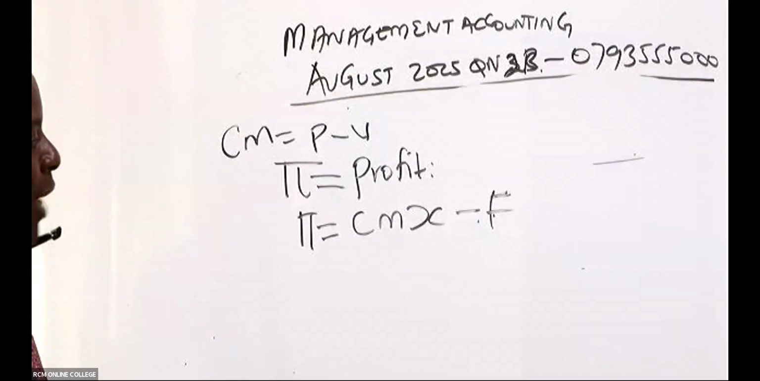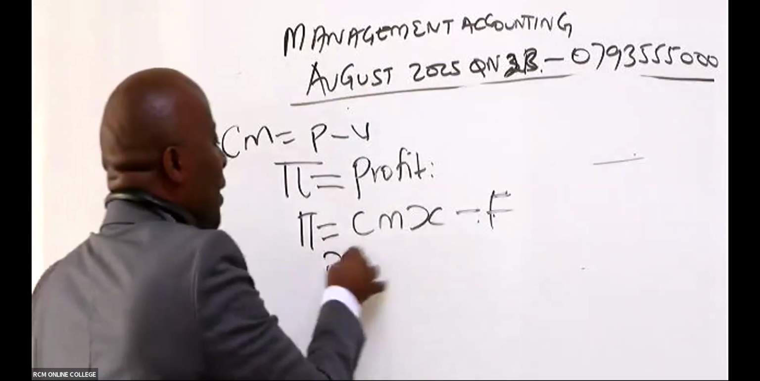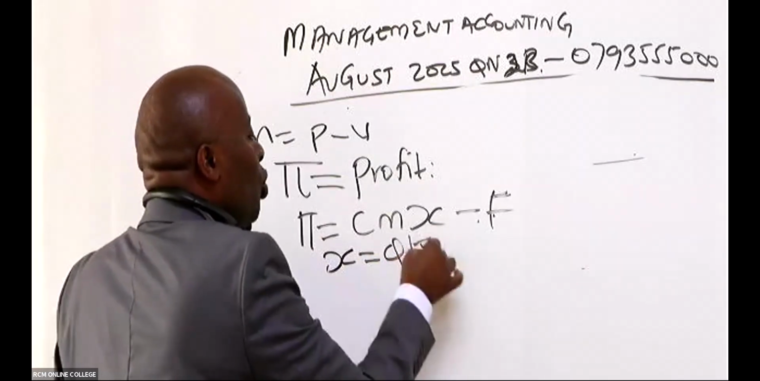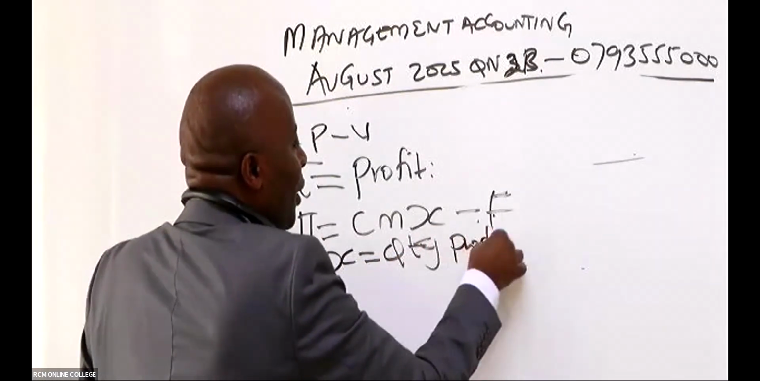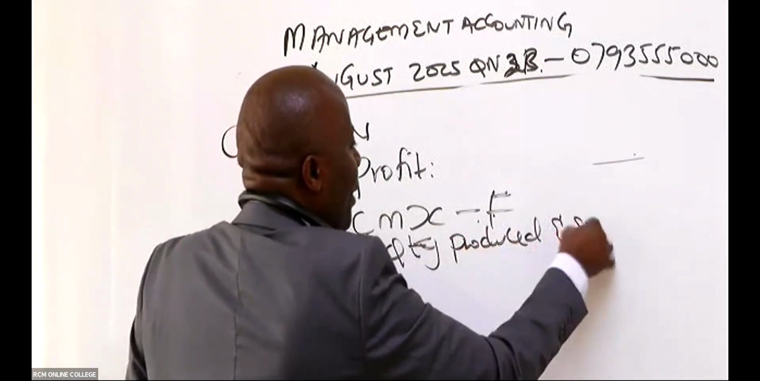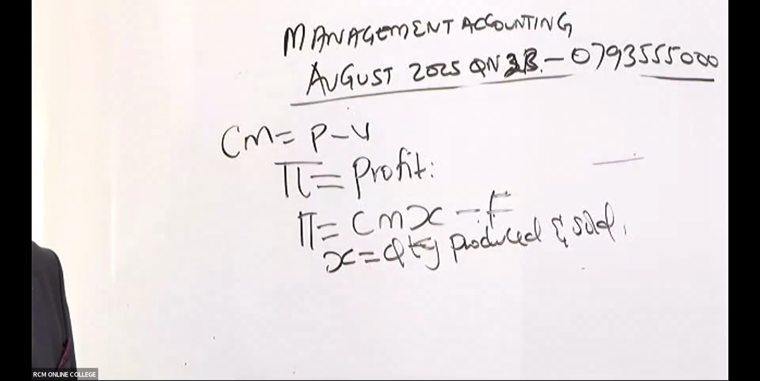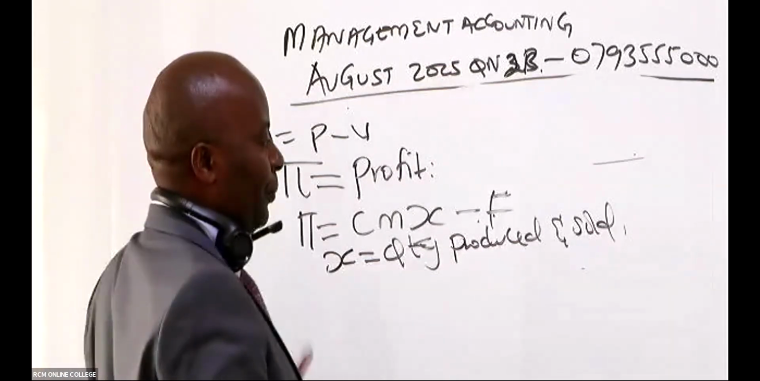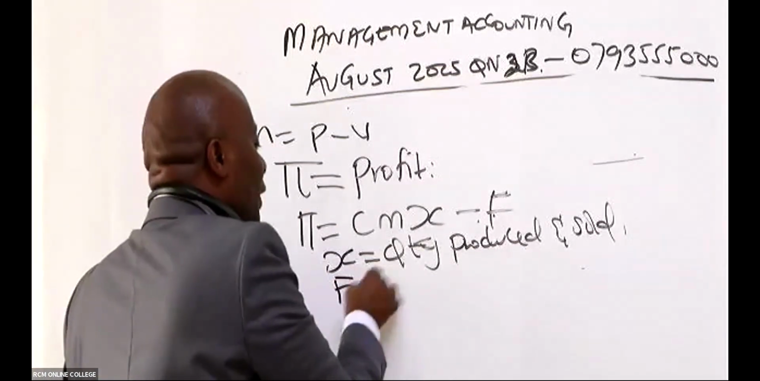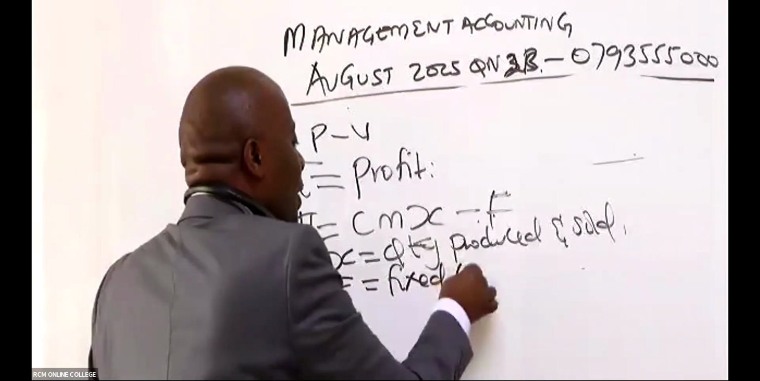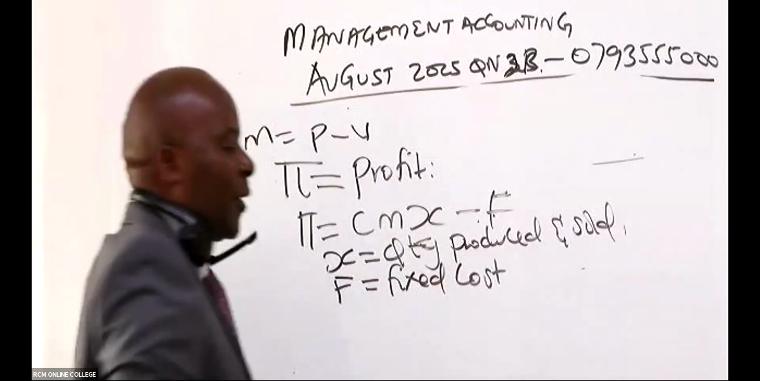CMX minus F. I forgot to tell you that X in this case represents the total quantity produced and sold. That is X. And this F stands for what we call fixed cost.